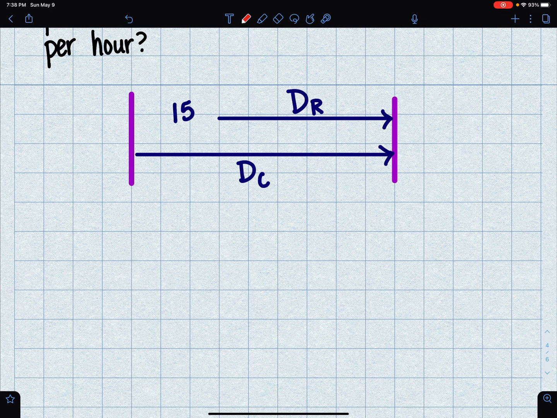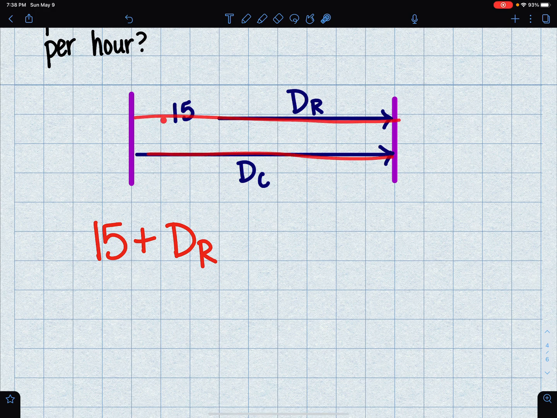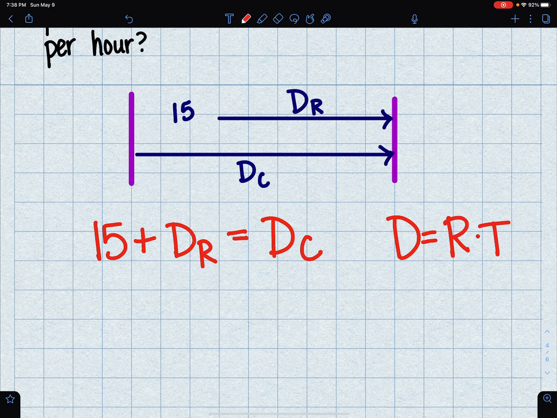How do we make this equal? How do we make this whole distance equal between the two of them? What you do is you do 15 plus the distance of Rachel, because we're making this line equal to this line. That's all we're saying when we do our distance. This line is equal to this line. So 15 plus this distance is equal to the distance that Charlene went.